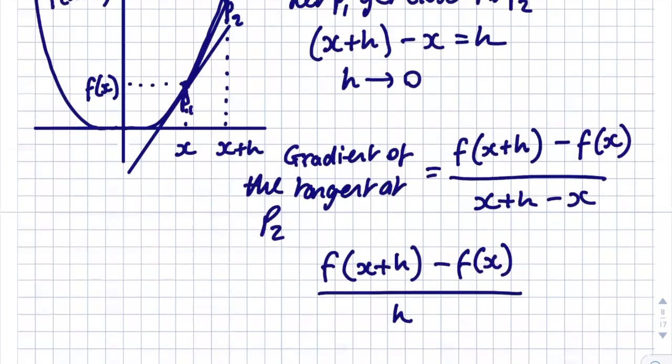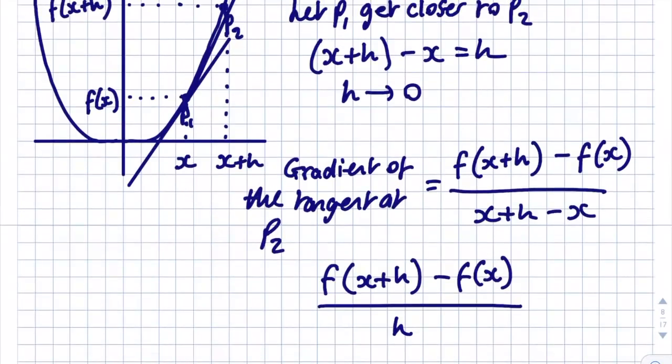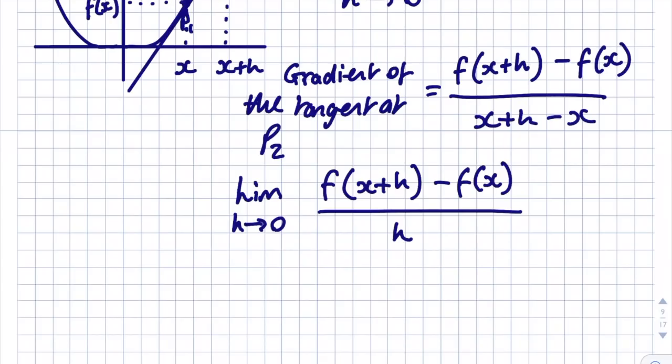Now, remember up here, I said when P1 gets closer to P2, the value of h is going to tend to 0. So what I can do is write a limit here as the limit of h tends to 0. And this is where this formula comes from. This formula is in your formula books.